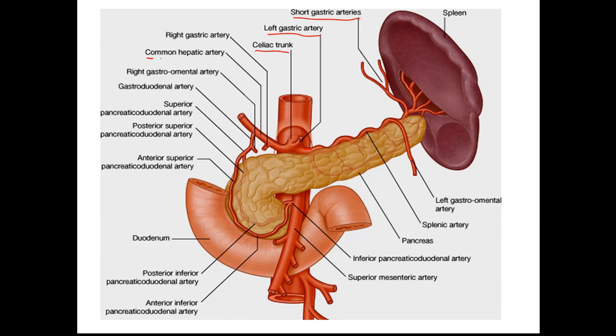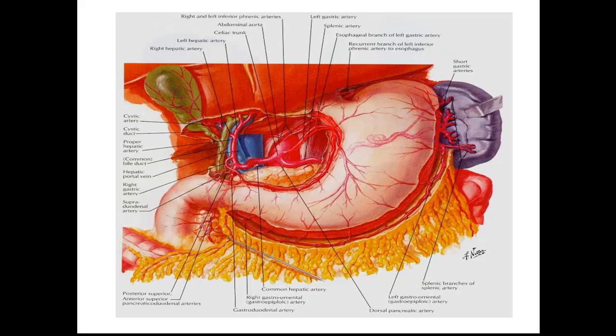This is the common hepatic artery. Don't get lost with all the branches. We will go through them one by one. The common hepatic artery gives us the right gastric artery. Where is the right gastric? This is the right gastric. So this is the left gastric artery from the celiac trunk directly. From the common hepatic, we have the right gastric artery, and they anastomose with each other. Now we have to know that the stomach has a very rich blood supply.